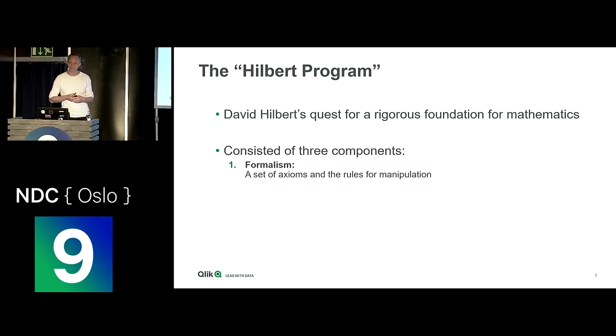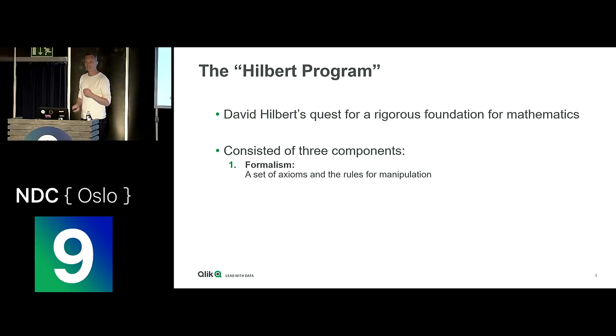First was formalism. This is basically a language, a set of axioms, or atoms, if you would like to call it, and the rules for how to deal with this. This was basically something similar to what we're doing today in physics when we try to find sort of the elementary particles in physics. They were trying to do the same for mathematics. What are the fundamental building blocks in mathematics from which you can build all other mathematical ideas?